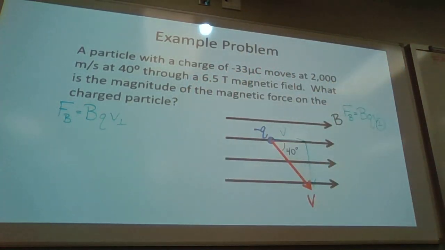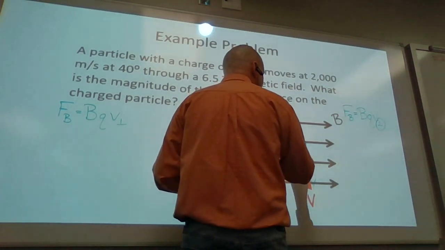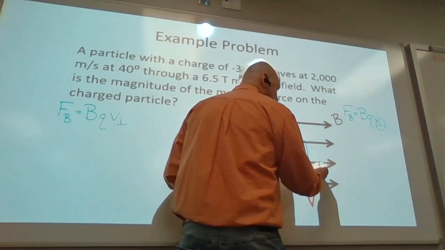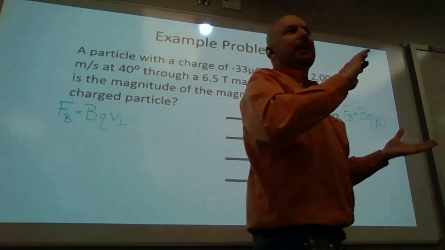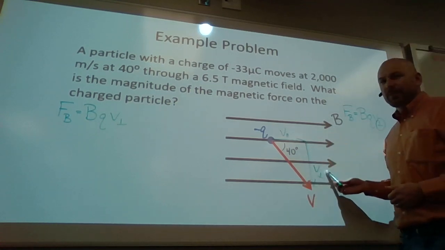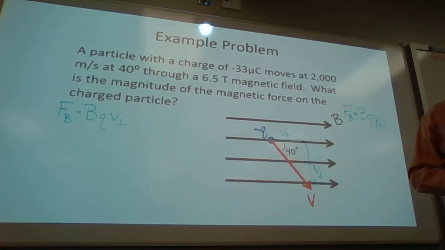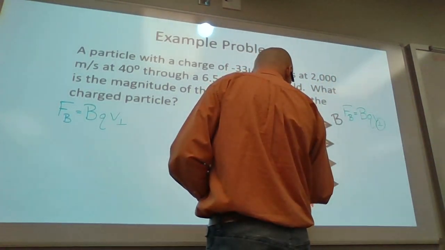Now, instead of doing x and y components, I'm going to write it this way: V parallel and V perpendicular. Because this could be going any way, not necessarily x or y. I drew it in this case, it'd be x and y, but it could go any way. So I'm going to say V parallel, V perpendicular. I know this side is 2,000 meters a second from the problem.